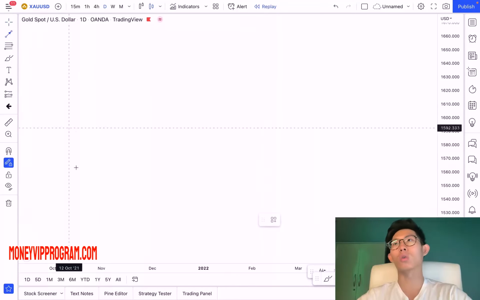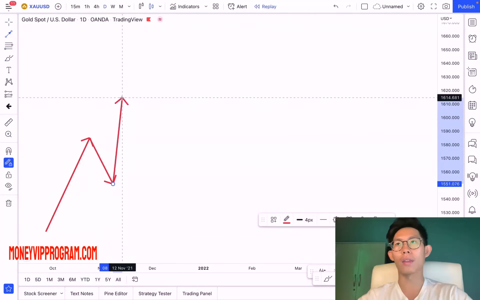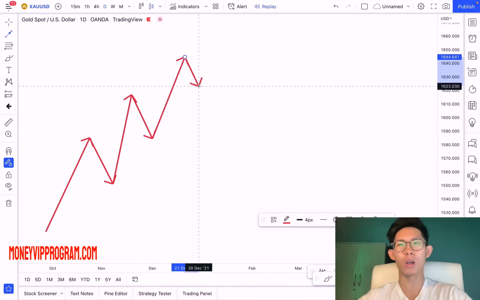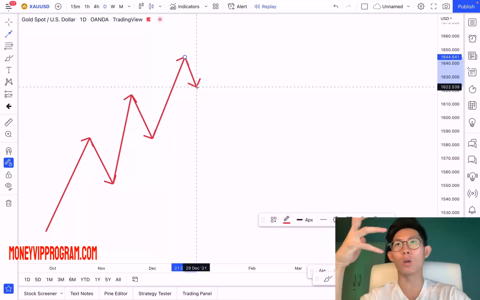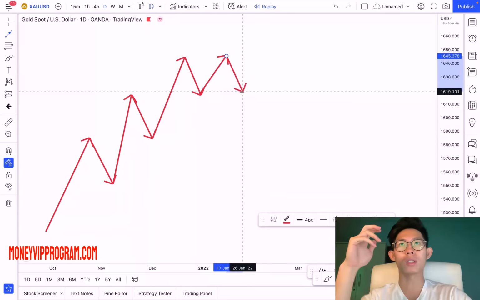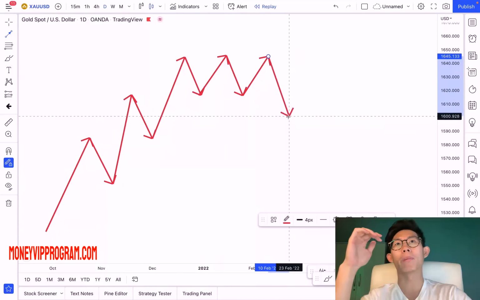So market structure looks something like this. In the uptrend, price is making higher highs and higher lows, higher highs and higher lows. At some point, the uptrend is going to start losing steam and maybe consolidate a little bit around here, and then some more sellers come into the market and push the price down.